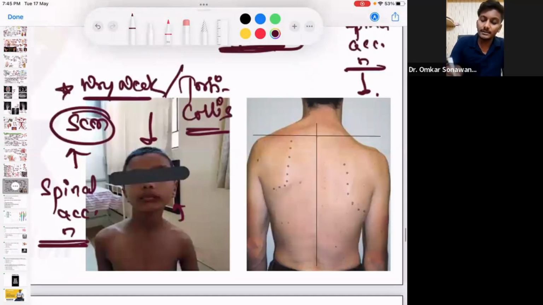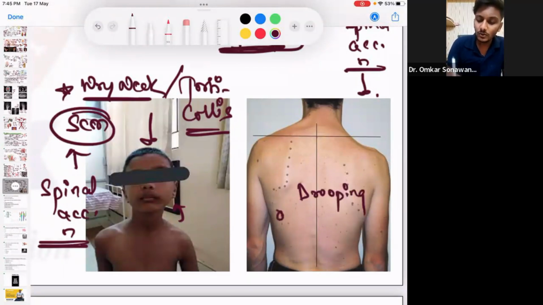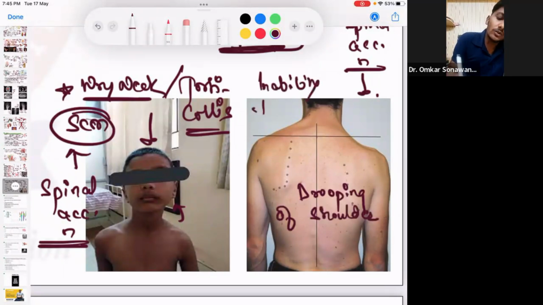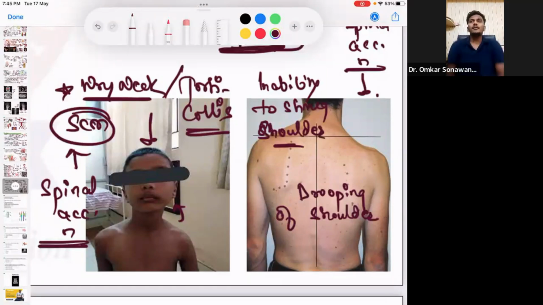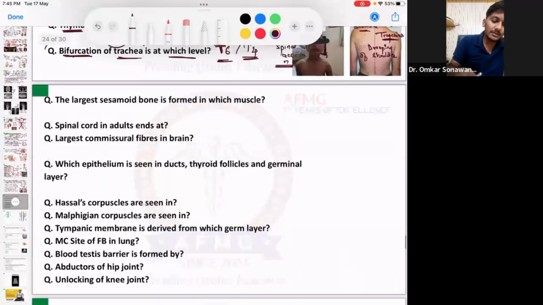What is this condition called? Here you can see there is drooping of shoulder, also called inability to shrug the shoulder. It is due to palsy of which muscle? The shrugging muscle is the trapezius. So inability to shrug the shoulder is trapezius palsy, and trapezius is innervated by the spinal accessory nerve. No issues with this. The last one remains.